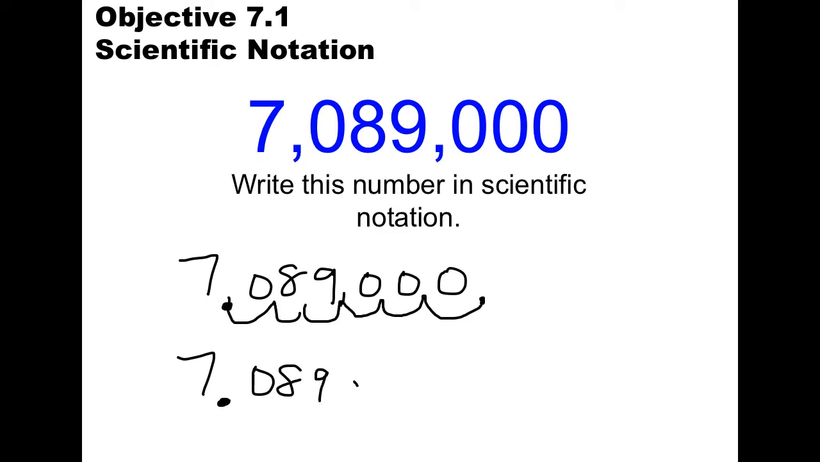And so our number in scientific notation will be 7.089 times 10. We moved our decimal point over 6 times, and so our exponent is going to be 6. So when we read this, our new number, or the same number, 7,089,000 written in scientific notation, is going to be 7.089 times 10 to the 6th power.